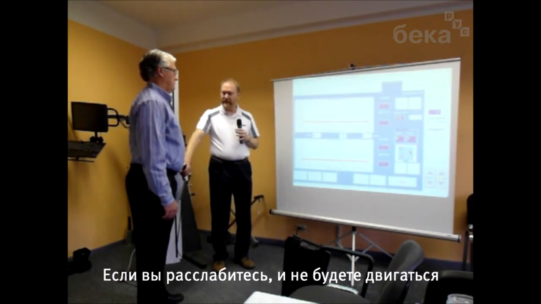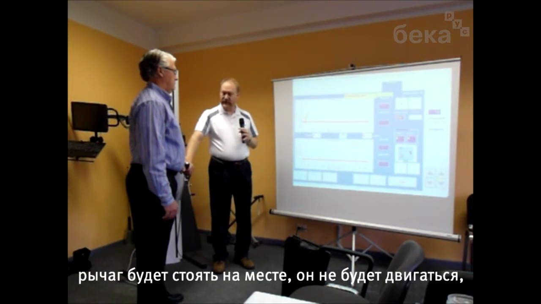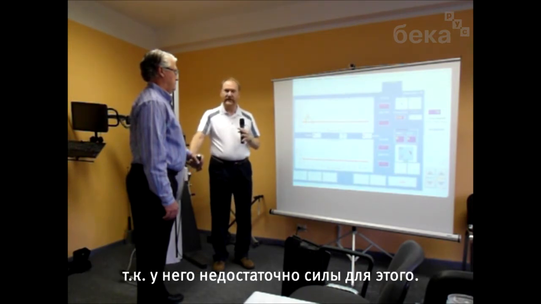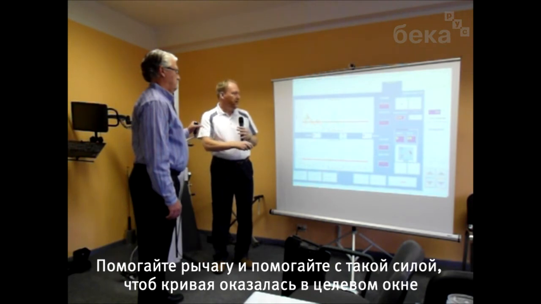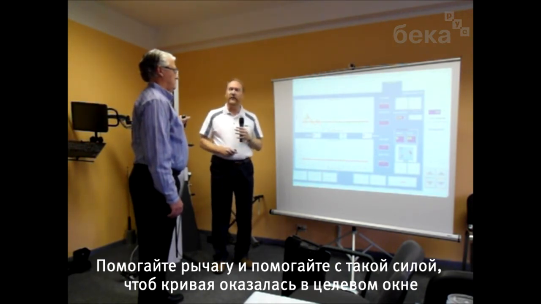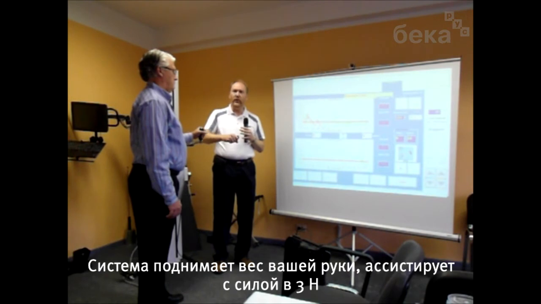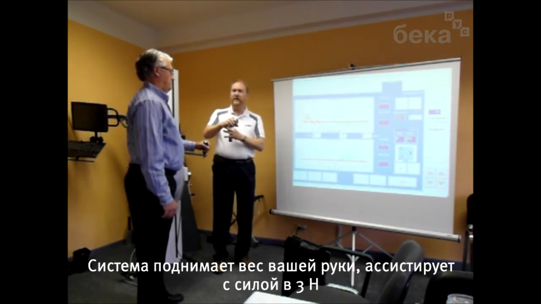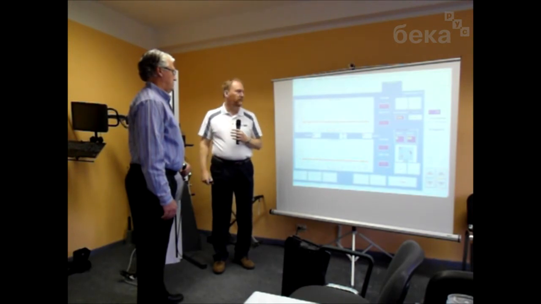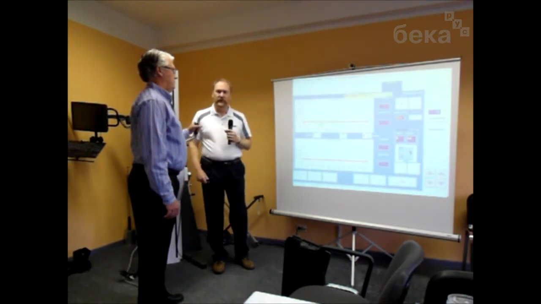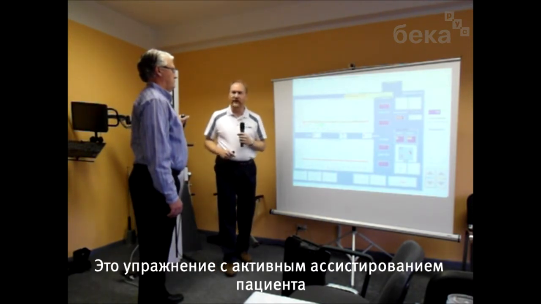So if you relax and you don't move, it should just sit there. It's not moving because it doesn't have enough force to lift. He has to help it, and you help it with just enough force so that you draw the line inside that target window. Then he's really just lifting the weight of his arm, being assisted with 3 newtons of force. So it's more of an active assist type exercise right now.